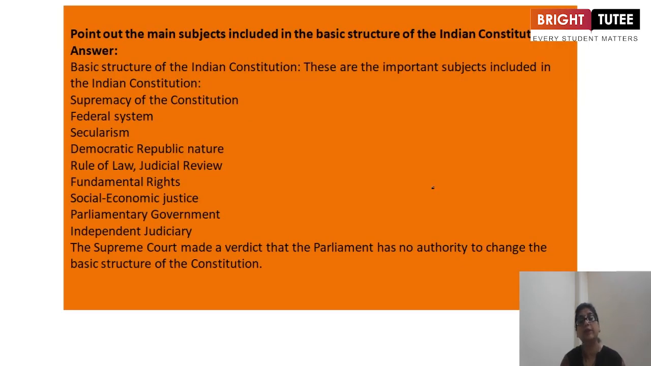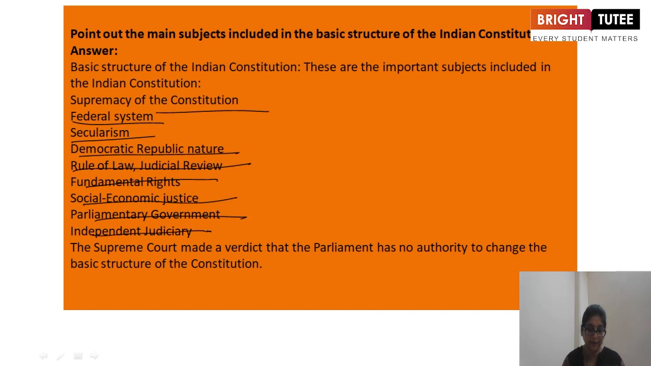Now we are moving towards the end of the chapter with the question: point out the main subjects included in the basic structure of the Indian Constitution. These are the important subjects included: supremacy of the Constitution, federal system, secularism, democratic republic nature, rule of law, judicial review, fundamental rights, social and economic justice, parliamentary government, independent judiciary, and the Supreme Court made a verdict that Parliament has no authority to change the basic structure of the Constitution.